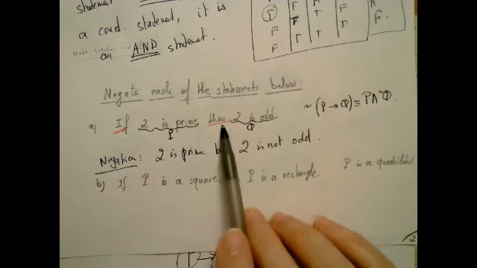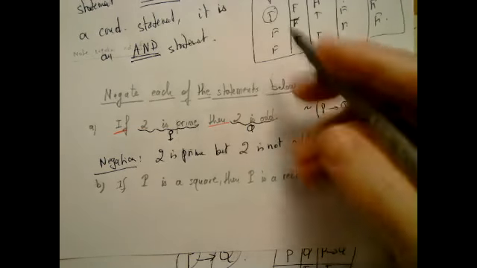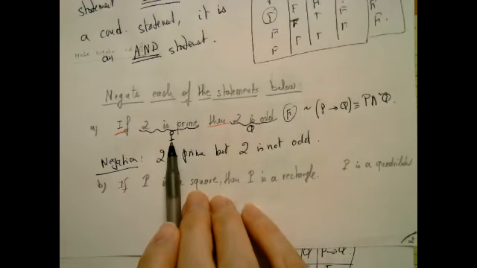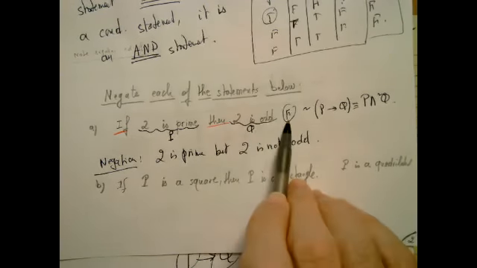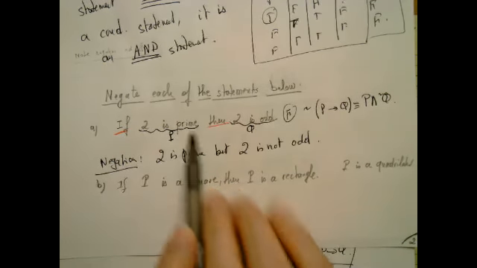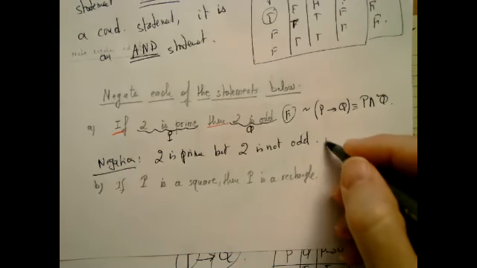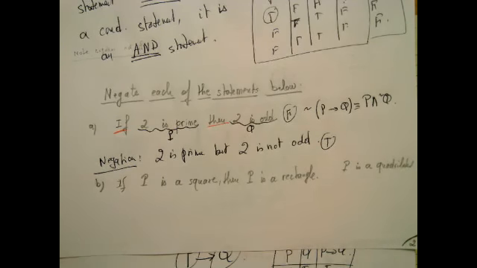So if 2 is prime, then 2 is odd. Now we know that this is a false statement, because the premise is prime, so this is true, and the conclusion is false. So this is really false. So the negation is 2 is prime, but 2 is not odd, which is a true statement, because 2 is prime, that's correct, and 2 is not odd is correct as well. Okay, now we move on.